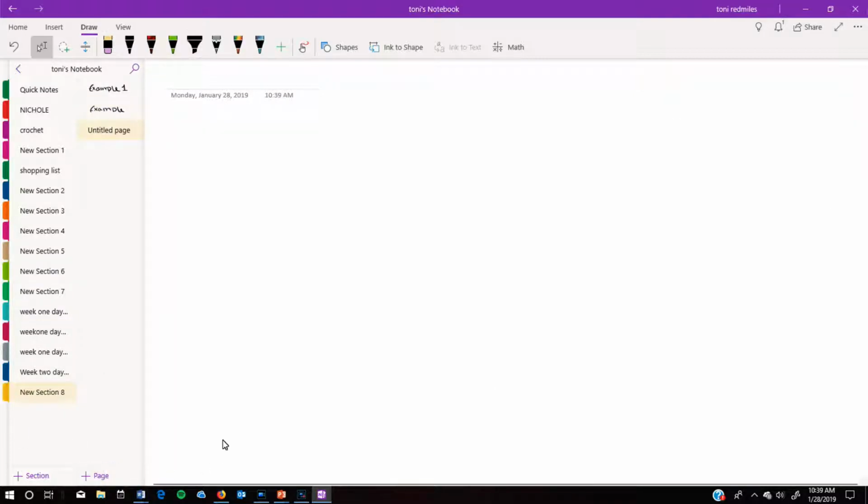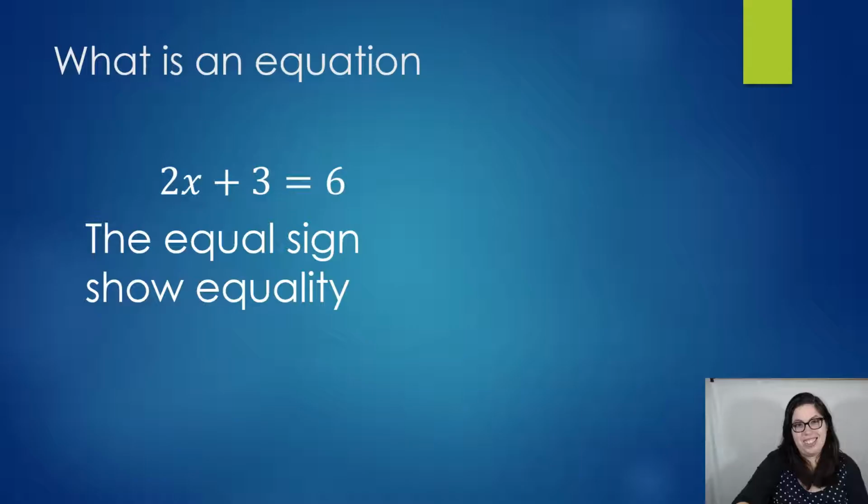So let's go ahead and look at an equation real quick. All right, so what is an equation? We just talked about evaluating expressions. I have a video on combining like terms which talks about what an expression is if you need to go back and look at that. But now we're really going to talk about the meat and bones of what an equation is.